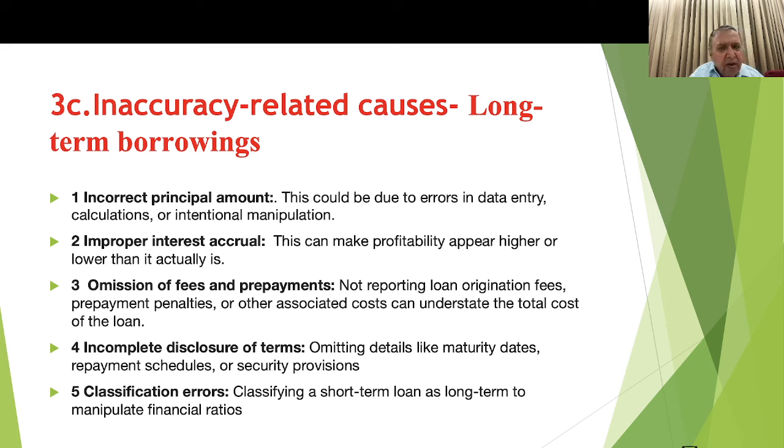Now, inaccuracy related causes for the long term borrowings: incorrect principal amount, recording incorrect principal amount, improper interest accruals, omission of fees and repayments, not reporting loan origination fees, repayment penalties or other associated cost can understate the total cost of the loan, incomplete disclosure of the terms, omitting some details, and classification errors like classifying a short term loan as a long term and vice versa, and manipulating the financial ratios.